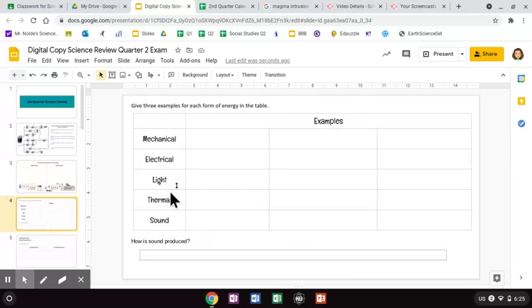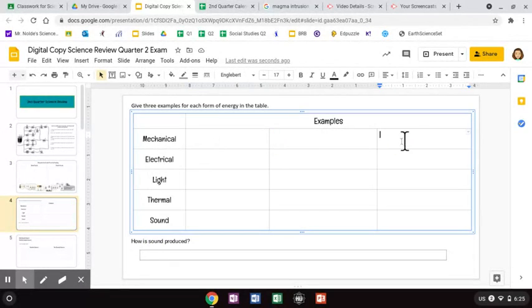For slide 4, this is super simple. You're just going to type in 3 examples for each. So 3 examples of mechanical energy, like one could be running, and then I want you to come up with 2 more. And so you're just doing that for each one. For electrical, you're going to type in 3 things that are examples of electrical energy, 3 examples of light energy, 3 examples of thermal. Remember, thermal is heat, and then sound. Okay, and I am going to do the bottom with you. So I'm going to answer this bottom question with you.